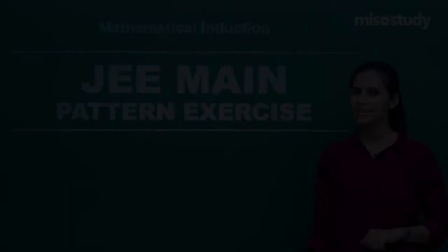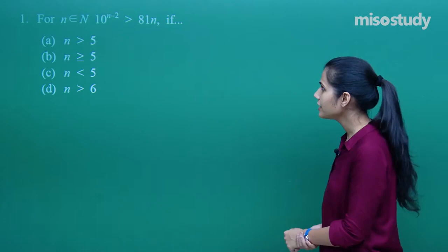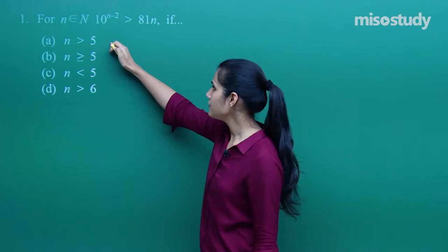Everyone, let's begin our discussion over the questions on mathematical induction. First question is, for n belonging to the set of natural numbers, 10 to the power n minus 2 is greater than 81n, if... The options are: n is greater than 5, greater than or equal to 5, less than 5, greater than 6.